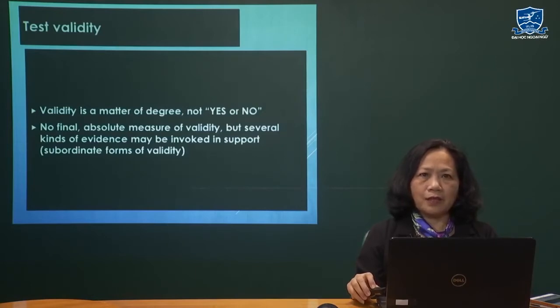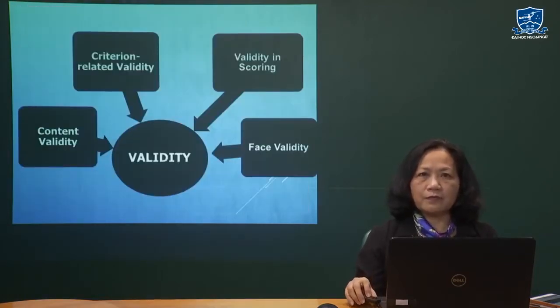And we can say that test validity is a matter of degree, not invalid or valid, not yes or no, but test validity can be measured according to different degrees. And there's no final absolute measure of validity, but there are several kinds of evidence that may be invoked to support the validity of a test. So we say they are the subordinate forms of validity. So we move on with the different types of evidence or different subordinate forms of validity of a test.